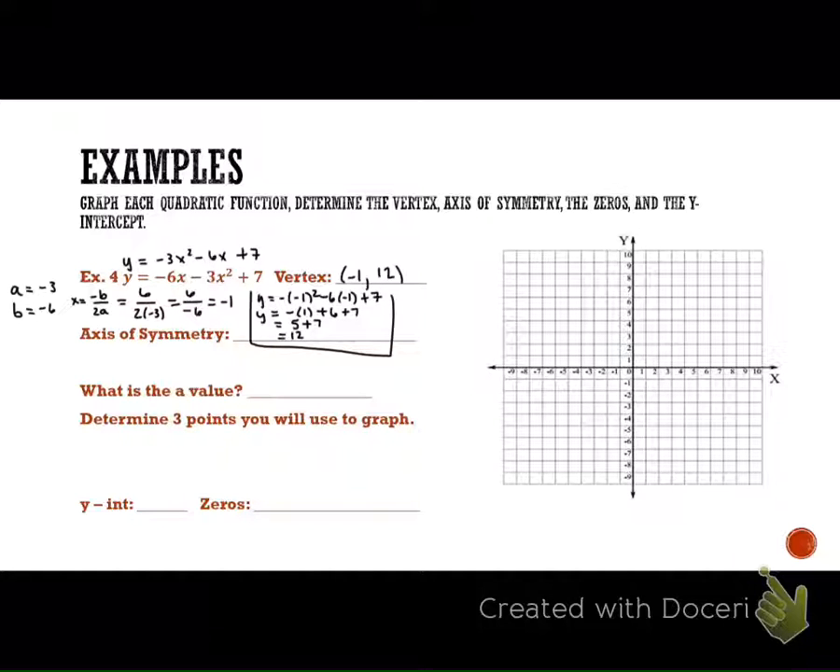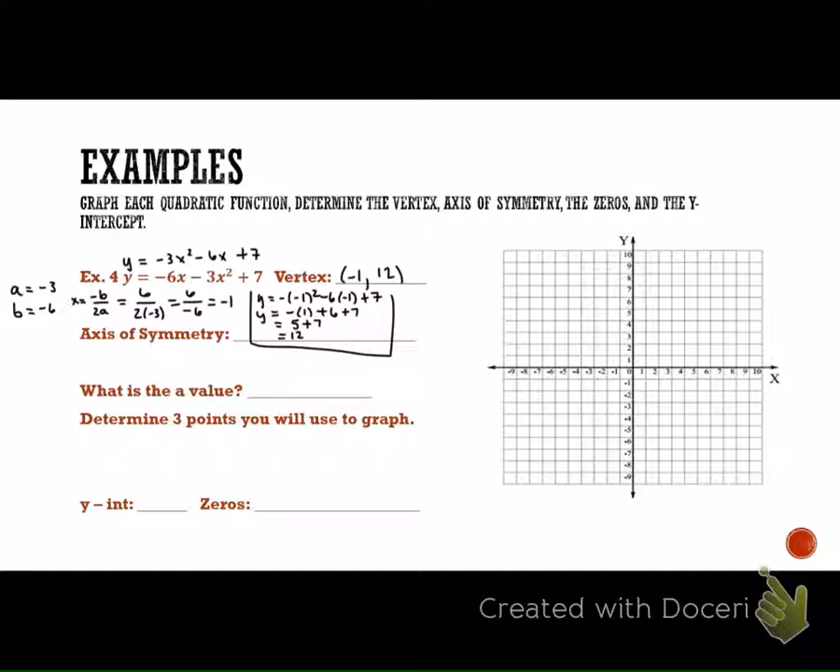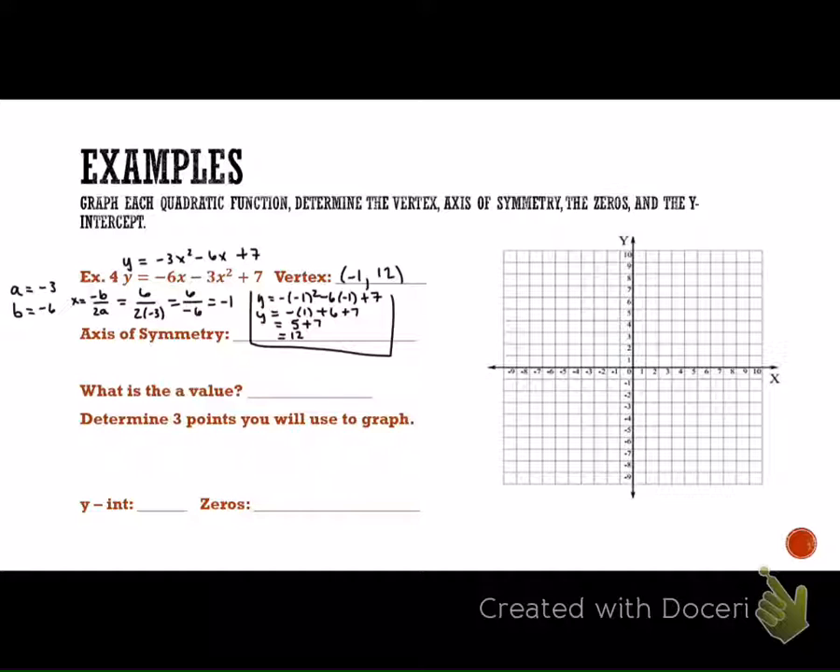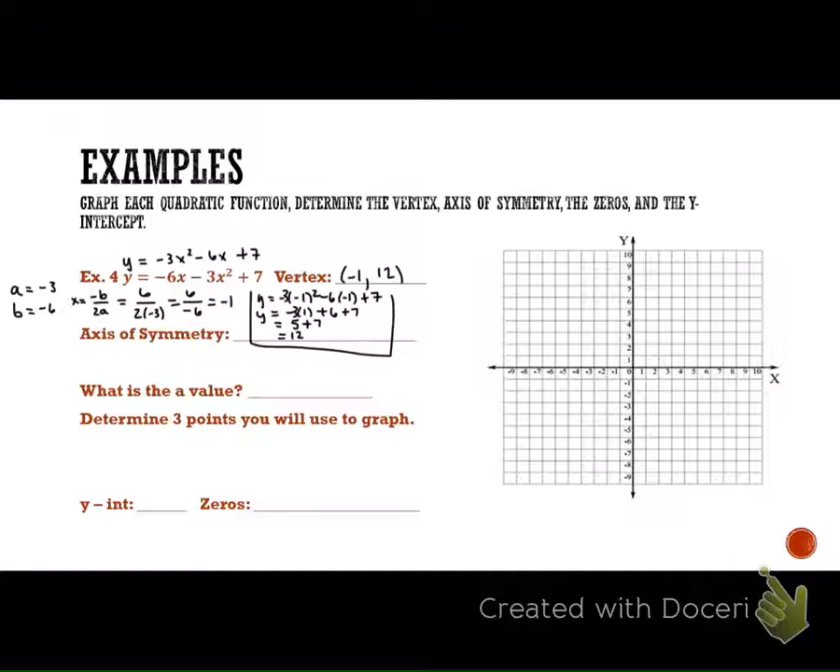We'll have to make it work. Is that what you guys got too? Did you guys get 12 when you plugged it into your calculators? Let's see if I do it this way. So that's 6. Oh, I forgot the 3, didn't I? I did it wrong. I forgot the 3. Don't forget the 3.